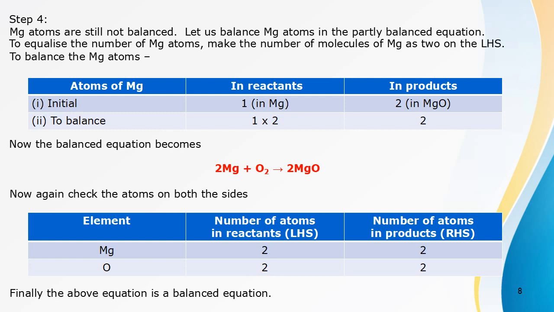2Mg plus O2 gives 2MgO. Now again check the atoms on both sides. We will get magnesium and oxygen, 2 atoms, on both LHS and RHS. Finally the above equation is a balanced equation.